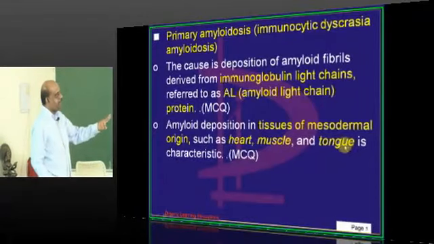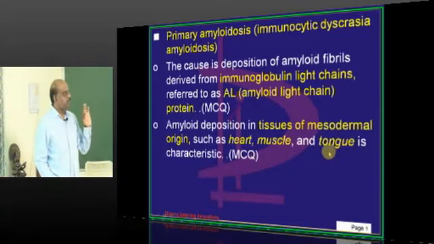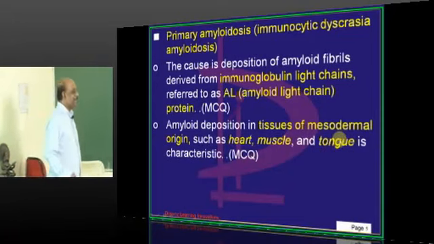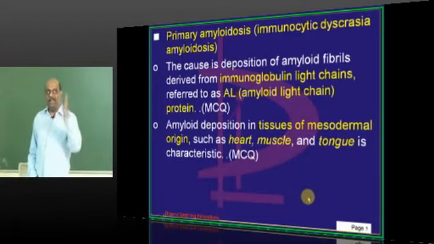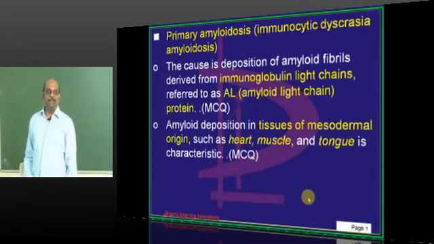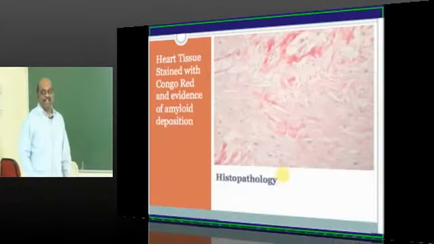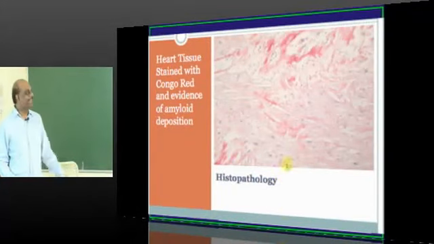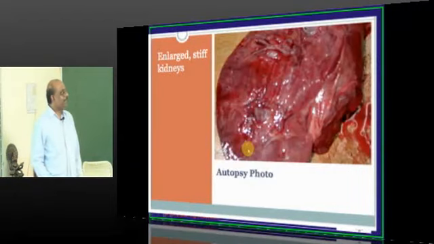Heart, muscle, tongue. You won't remember in exam hall, it is HMT. So suddenly instead of HMT, you will be remembering it as Titan. It's not very difficult to remember. So, heart, tongue and muscle.